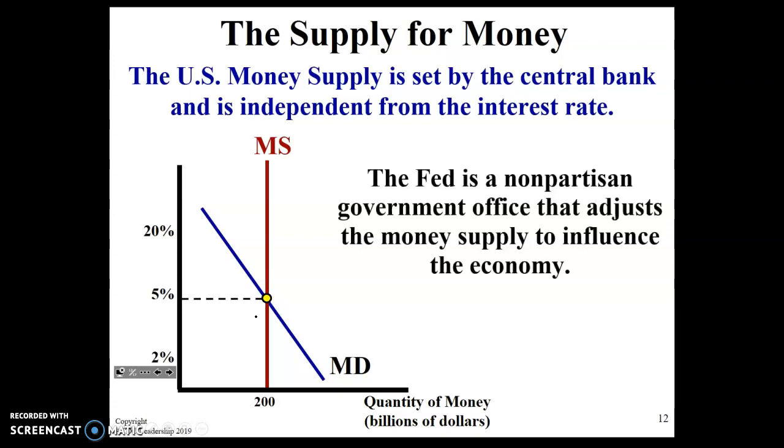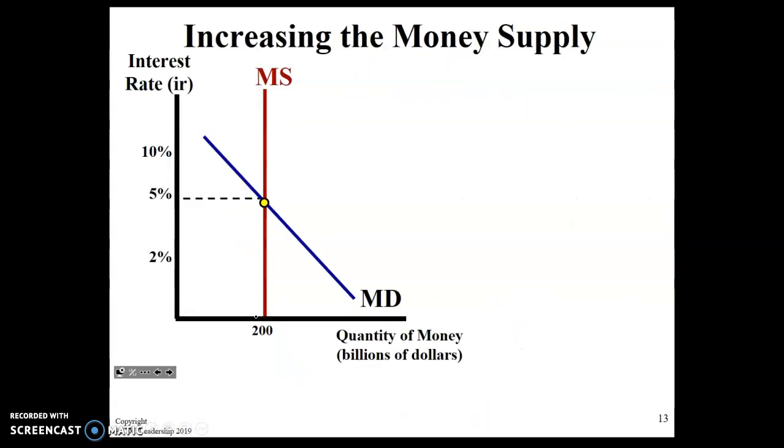So the Fed is a nonpartisan government office that adjusts the money supply to influence the economy. All right, there's a couple of videos that talk about monetary policy and the Federal Reserve here a little bit. So this is called monetary policy, and again, it really tries to adjust interest rates. So this works with fiscal policy in order to get people to be spending more money. In this case, we're trying to focus on investment spending and loaning of money.